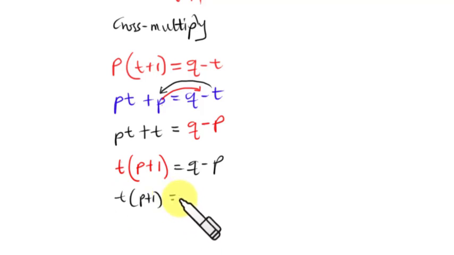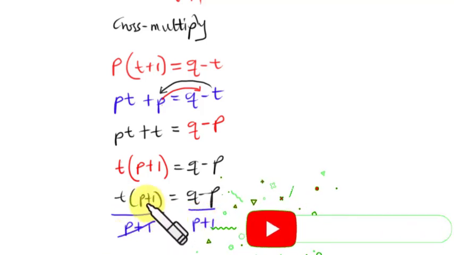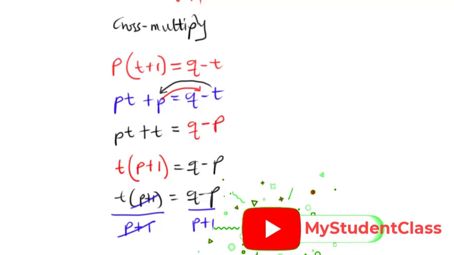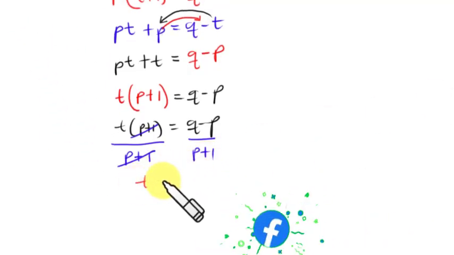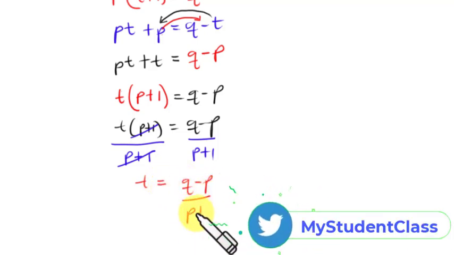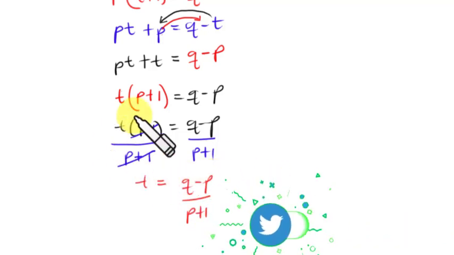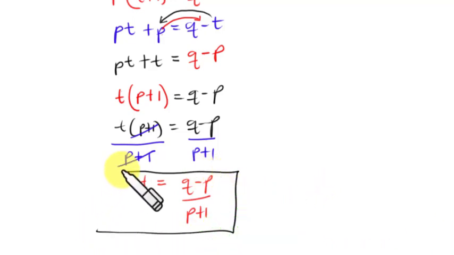I'm going to make sure that I get rid of this expression. So what I'm going to do is to divide both sides of the equation by the coefficient of T, and that is P plus 1. So P plus 1, the whole of this will cancel that. So if that happens, finally I'm going to have the T standing alone. So T is going to be equal to Q minus P all over P plus 1. So in a sense, T has been made the subject. So making T the subject, T is equal to Q minus P all divided by P plus 1.